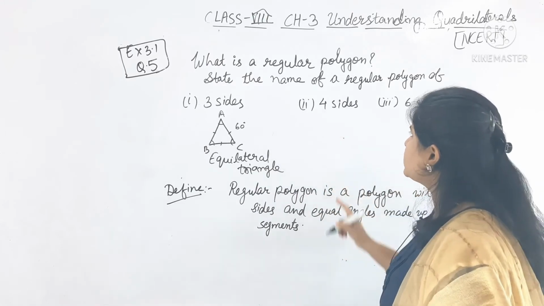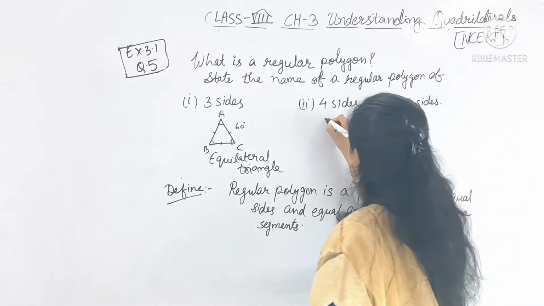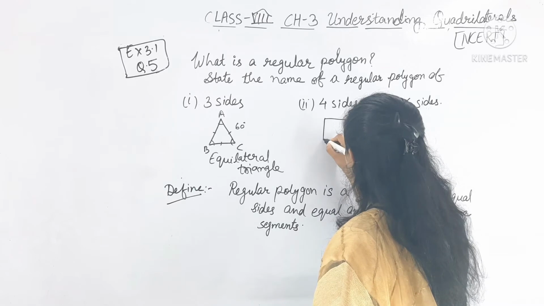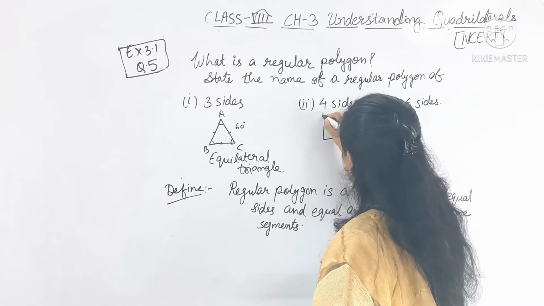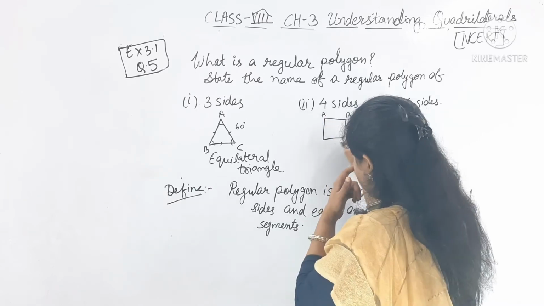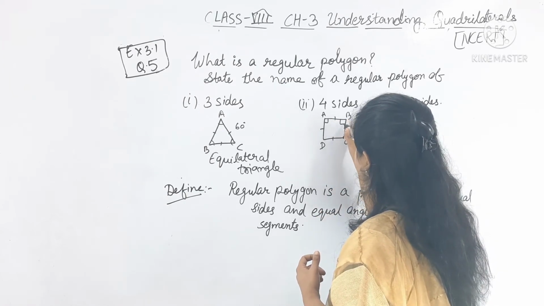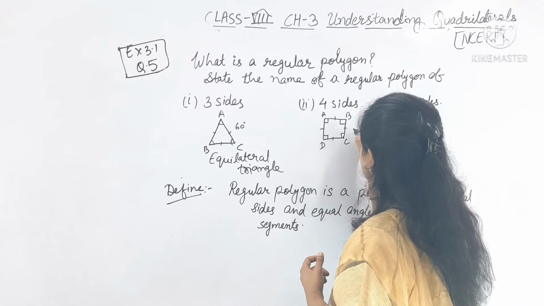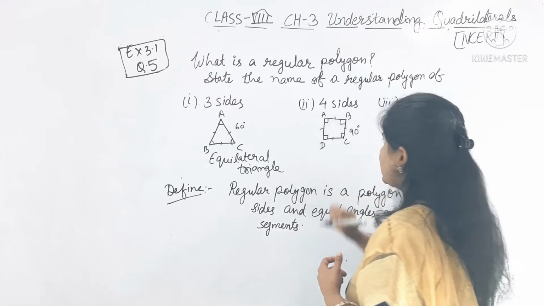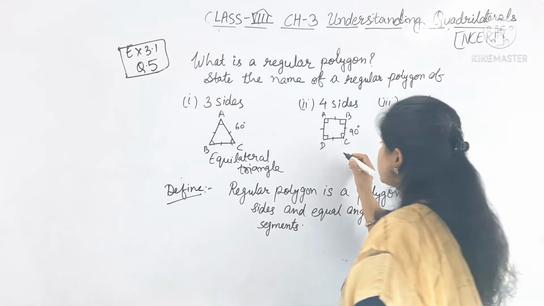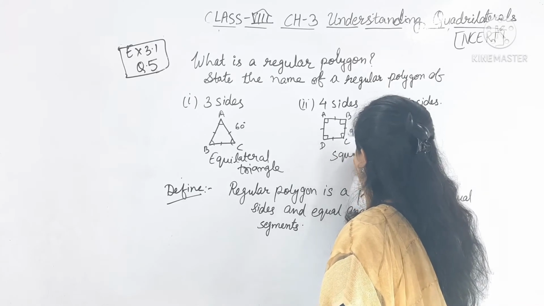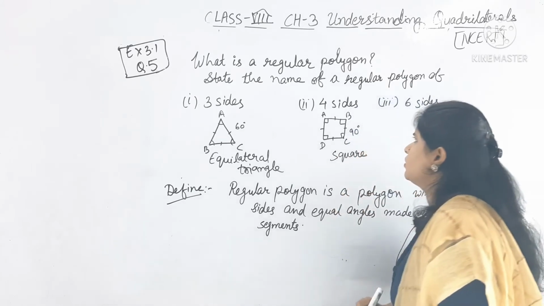Number two is 4 sides. For 4 sides, we know that a square has all 4 sides equal. You can name them A, B, C, D, having 90 degrees each. These are the 90 degree angles. Okay, so this is the square. We have to name the polygon.